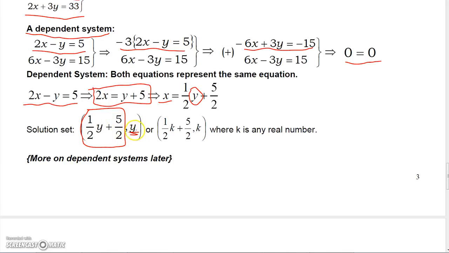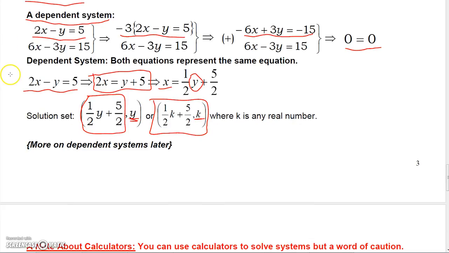Now, you can use y here, but you don't have to. You can use any variable you want because all you're doing is describing how these two variables are related. So if I said y was k, then x would have to be 1/2 k plus 5/2. So anyway, this is the way that you can write the solution set for a dependent system.